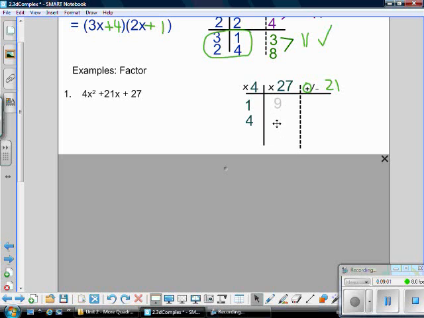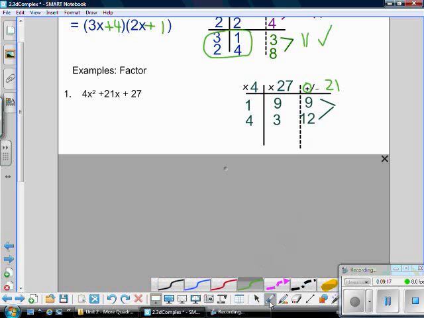Well, if I don't get it right the first time, I can just redo it again. So now what we're going to do is 1 times 9. When I do that, I end up with 9. 4 times 3 is 12. And then when I add those two numbers, because I'm supposed to add, I get 21, and that's the number I want. So these are the numbers that I'm going to use.